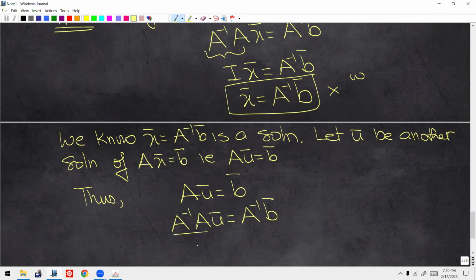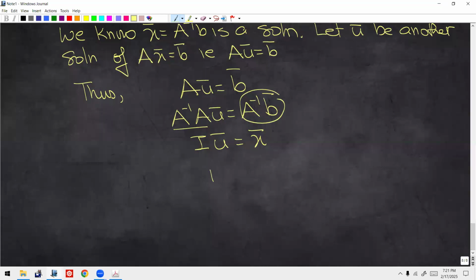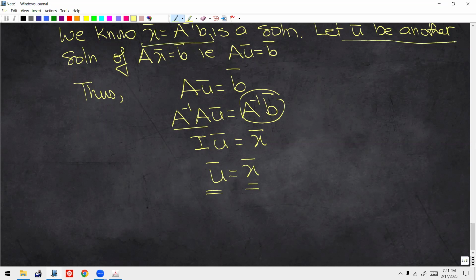This is equal to I. And this from here is equal to X. If you multiply I by U, we just get U. And then we get X. So we showed U and X are the same. So we had one solution. Now we started with another solution. And we wanted to show uniqueness. If you have two solutions, we always want to show they're exactly the same. And that implies uniqueness. So we just implied uniqueness. Hence the solution is unique.